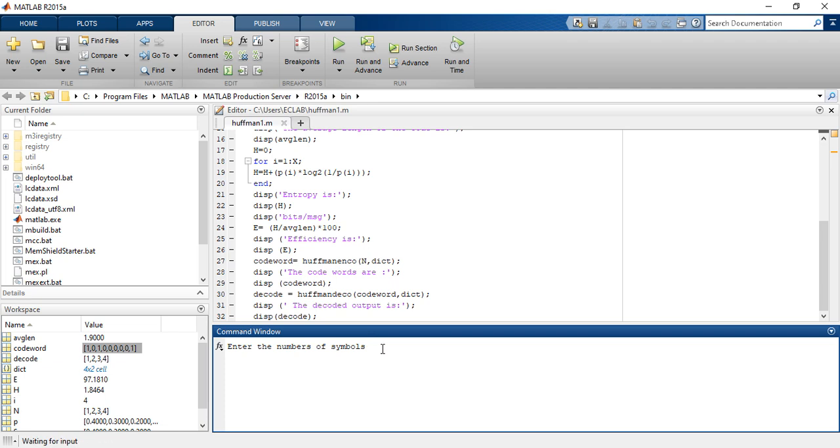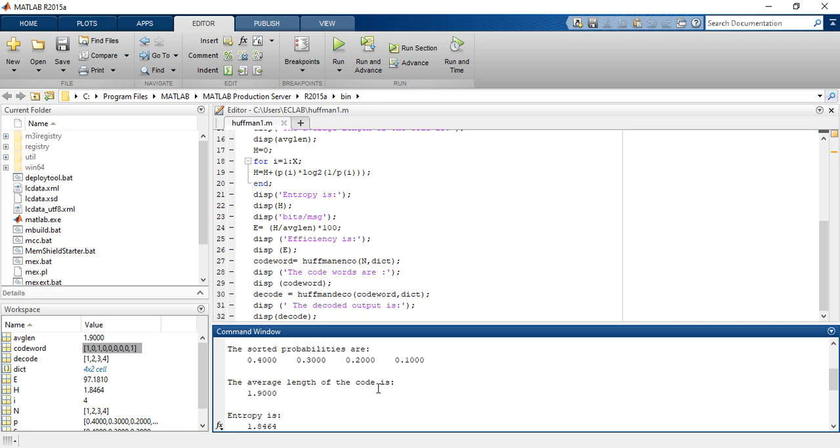Enter the number of symbols. For the same example, I will use 4 symbols. So number of symbols is 4, and N will hold the values of the symbols 1, 2, 3, 4. Enter the probabilities, same example: 0.4, 0.3, 0.2, 0.1. So these are the symbols we considered in the theoretical calculation also.